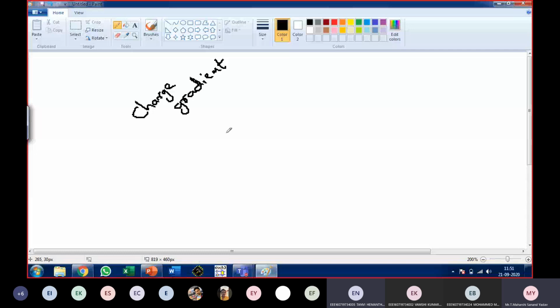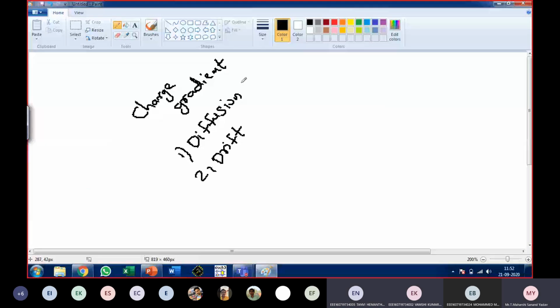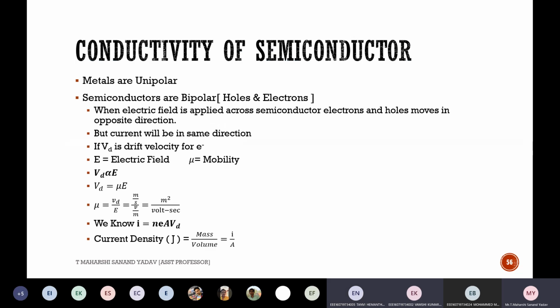How many types of current have you seen? What is diffusion and what is drift current? Two currents: diffusion and drift. Diffusion is because of majority carriers. Drift is because of minority charge carriers.